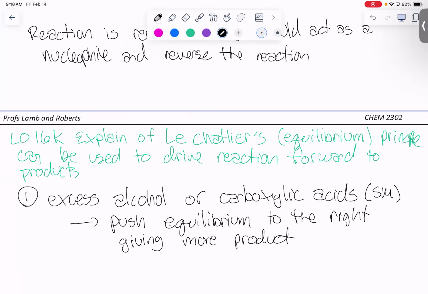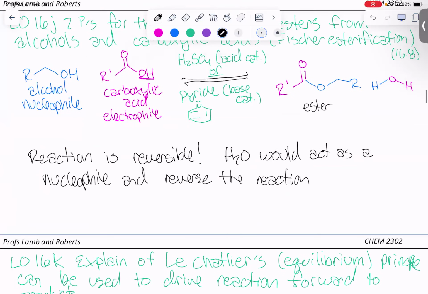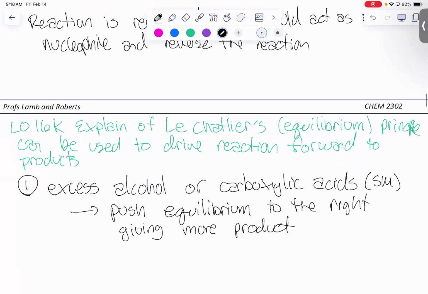Right, so if you were to do one-to-one of everything in this reaction, you get this equilibrium that's kind of in the middle. But if we start to add one or more of our extra components, so say we use alcohol as our solvent, we have so much alcohol that it's going to outcompete the ability of water to drive the reaction in the reverse direction.